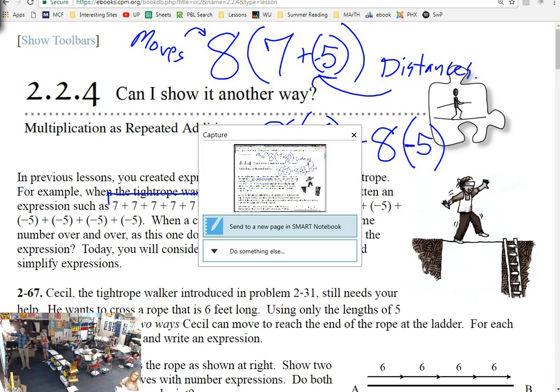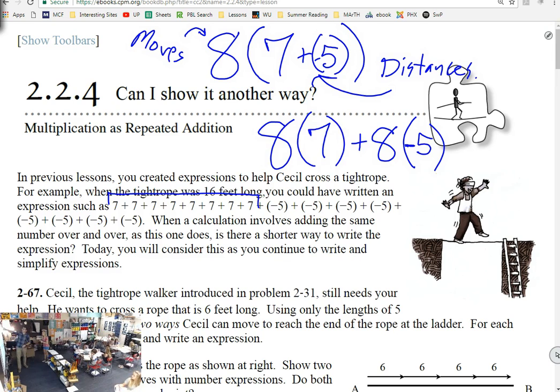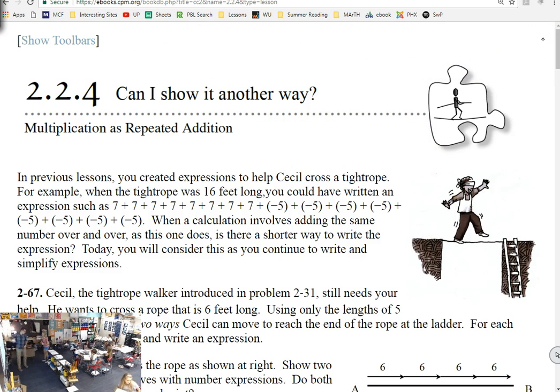Is there what? Like one to borrow for class, or one to keep? Using only the lengths of 5 and 8 at least 2 ways, Cecil can move to just the end of the row at flat. For each solution, draw a diagram. Thanks. That was a gift from the student. If you just want to borrow it for class, this is a really nice one. Bring me that back, okay?